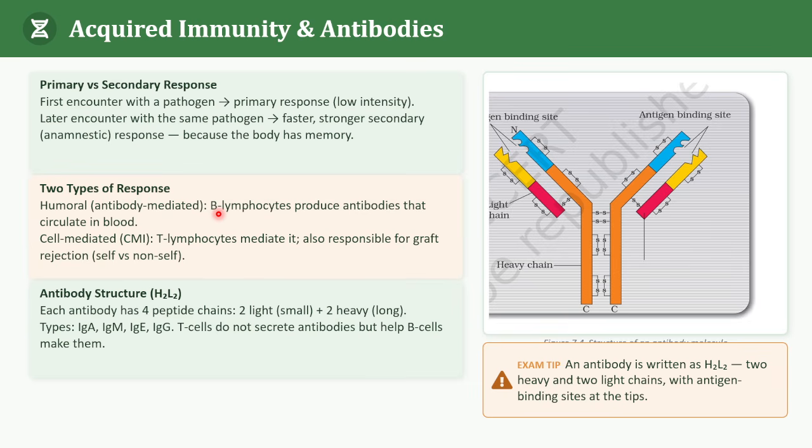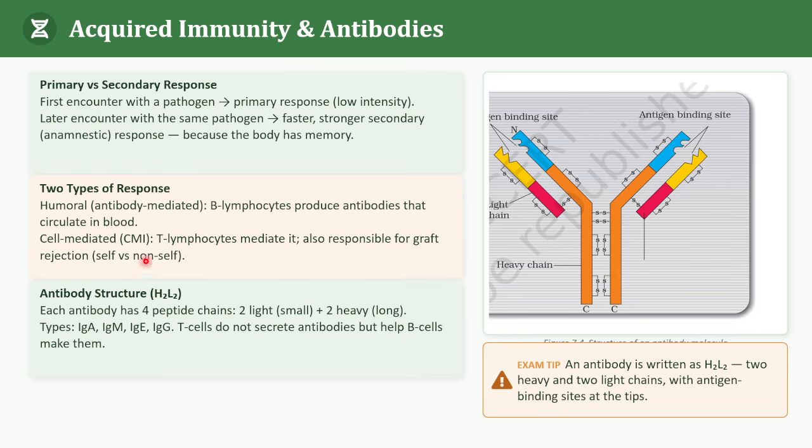This is called humoral or antibody mediated immunity. Next is the T lymphocytes. The T cells are involved in cell mediated immunity, or CMI for short. The T cells themselves do not secrete antibodies. Unlike B lymphocytes, they do not secrete antibodies, but they help the B cells to produce the antibodies. Also, the T cells are involved in graft rejection, because our immune system can distinguish between the self and the non-self.